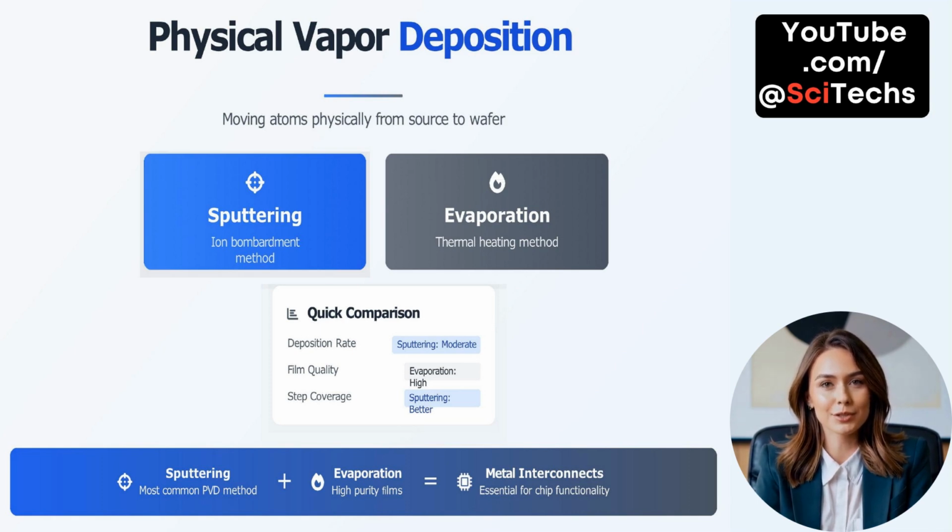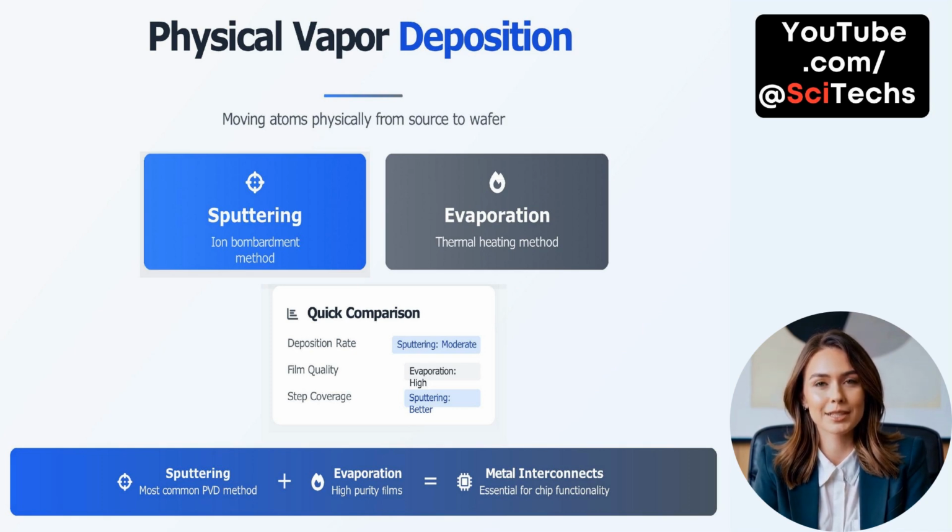Evaporation, by contrast, uses thermal heating to vaporize the source material. It offers high film purity and a fast deposition rate, making it valuable for creating very clean and uniform films. However, its step coverage is not as robust as sputtering, limiting its use in intricate structures. A quick comparison shows sputtering excels in coverage, while evaporation delivers better film quality. Combining both techniques enables the formation of high-performance metal interconnects, critical for enabling reliable chip functionality in semiconductor devices. Each method complements the other in achieving precise and clean metal layers.